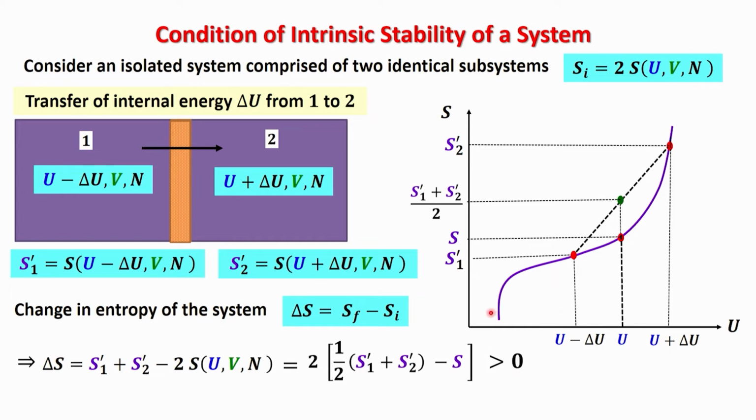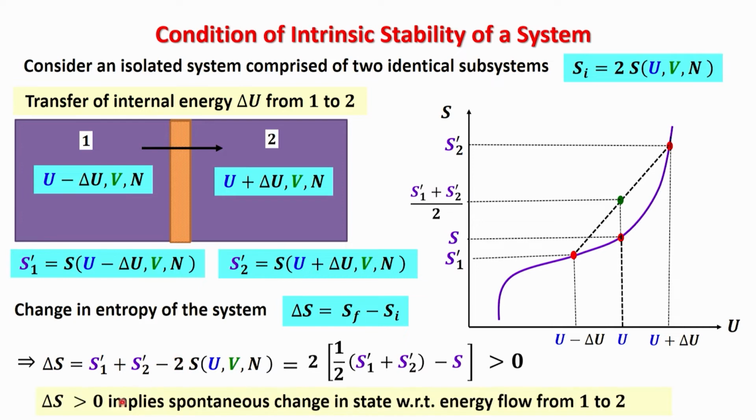So, what have I learned from here? What I have learned is if the entropy has a functional dependence as shown by this purple curve over here, then if I allow an exchange of internal energy such that compartment 1 loses internal energy delta U and compartment 2 gains it, in that case there will be a spontaneous change in state with respect to energy flow from 1 to 2, which means in other words that if the variation of entropy with respect to U looks like this, the system is not going to be stable in this range where I am looking at the fluctuation of U from U minus delta U to U plus delta U.